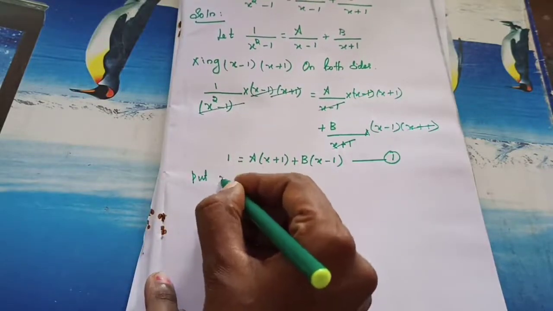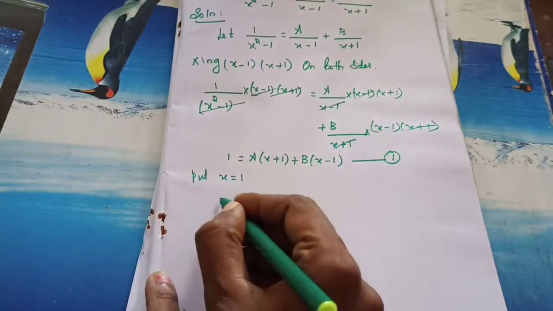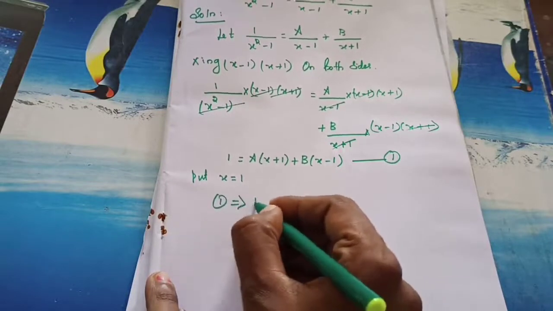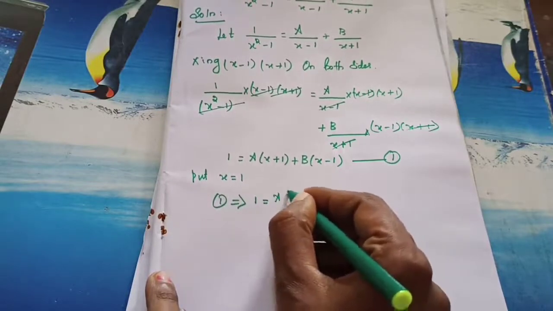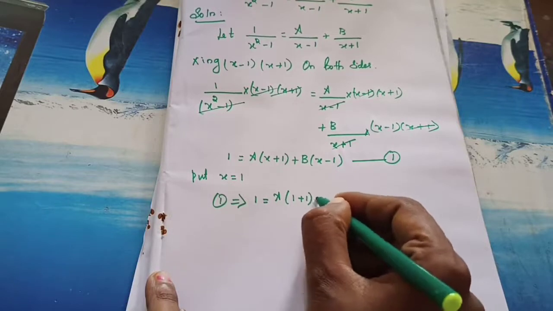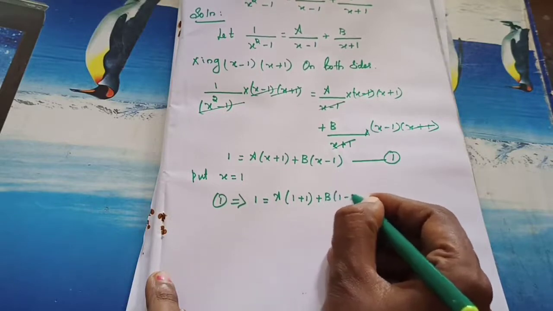Now I put x is equal to 1, substituting in equation 1. So what will happen? 1 is equal to A into 1 plus 1 plus B into 1 minus 1.